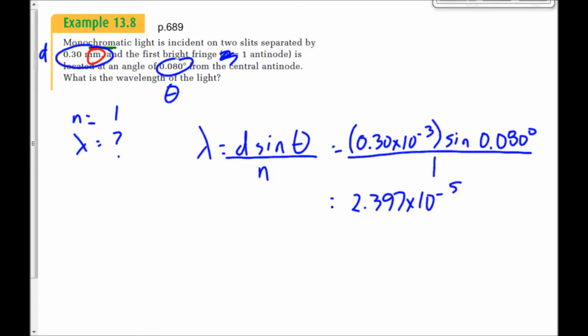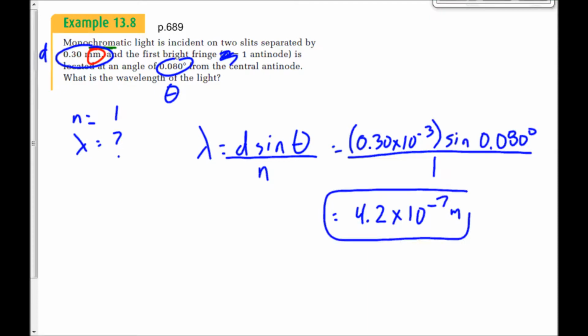I don't think that's right. I'm going to guess it's going to be 10 to the minus 7 meters. 4 point what? 4.2 times 10 to the minus 7. Now, I didn't know the answer to this question, but why did I guess that you were wrong when you said 10 to the minus 5? Why did I guess that it should be 10 to the minus 7?